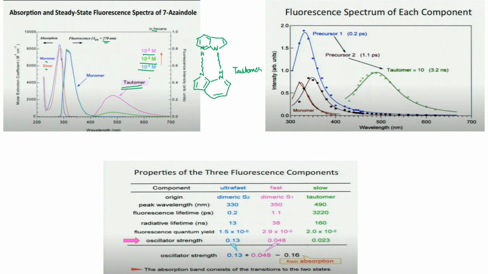Now this is for the steady state fluorescence spectra. What happens when they take the fluorescence spectrum of each component, and that too at the shorter time scale? So they notice that with the 270 nanometer excitation, you will get the four, say this one is for the monomer, and there is a second one that is a precursor that has a very short lifetime of 0.2 picoseconds, which then forms precursor 2, which has comparatively a longer time of 1.1 picoseconds.